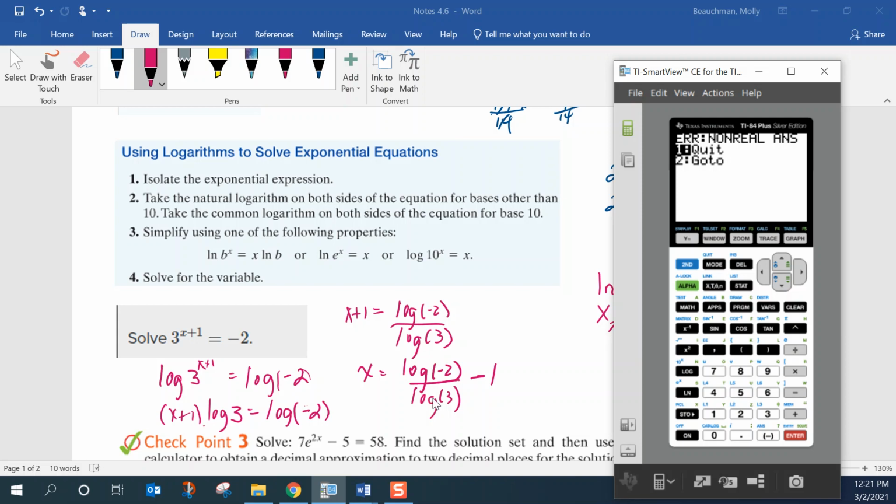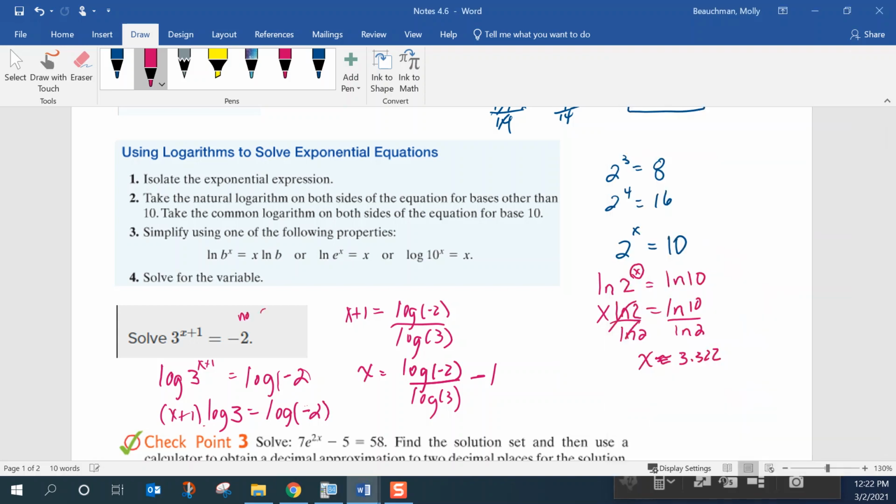We've got it all the way down to here. So you can see that if that wasn't a negative 2, if that was a positive 2, we could solve it. But it turns out we can't take the log of a negative number. So this has no answer. No solution, because 3 to any power is never going to get you a negative number.